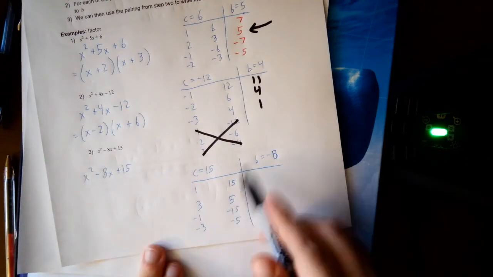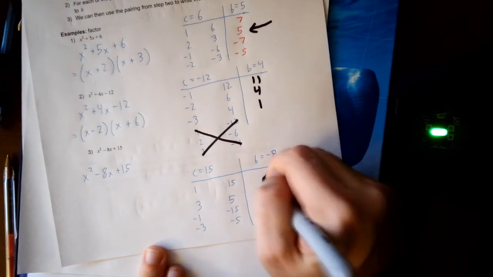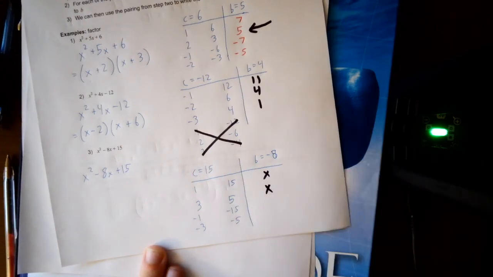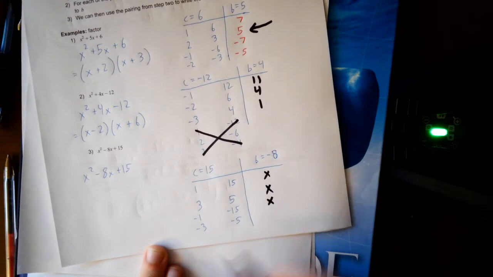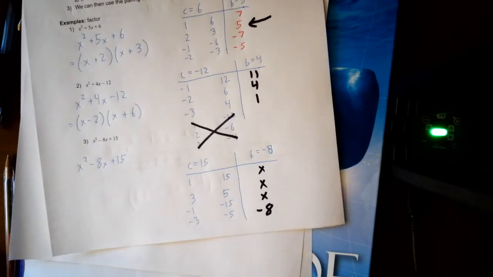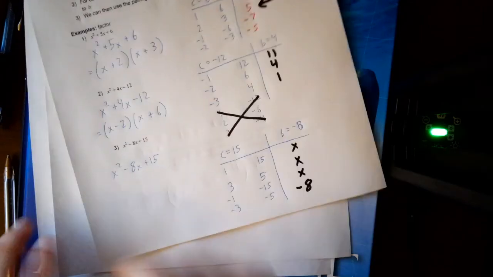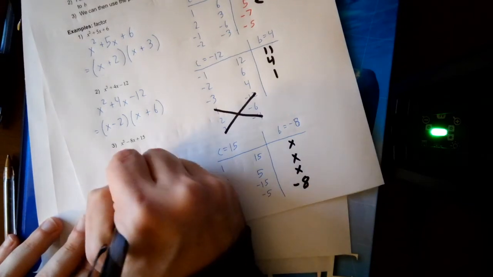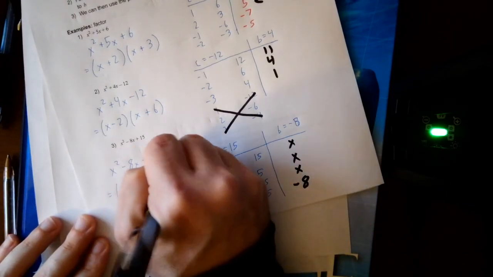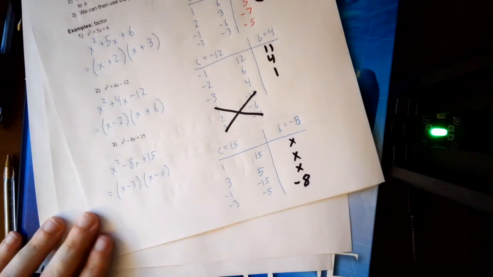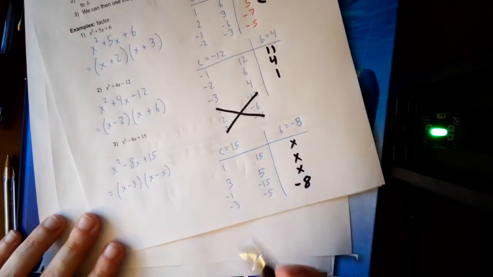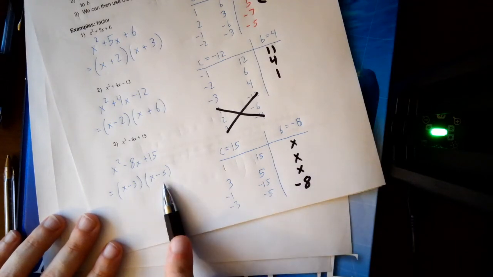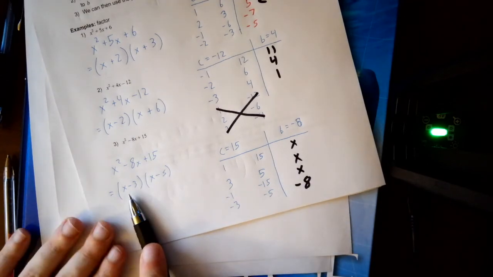Now, which of these adds up to negative 8? Not that one. That's positive 8, that's not right. Not that one. This one is negative 8, right? Negative 3 and negative 5 add up to negative 8. So when I write my answer here, it'll be x minus 3, x minus 5. Now, notice I've always written them in the order I wrote them. It doesn't matter. If you wrote x minus 5 first and then x minus 3 second, that's fine too.